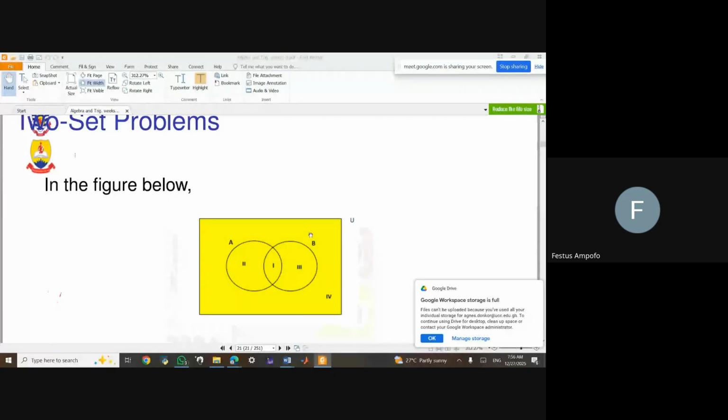Outside, IV. I am thinking that if we are to use the difference, then to find A only, we will take the universal set difference (A union B) complement. Then I think that is where we get the A only.